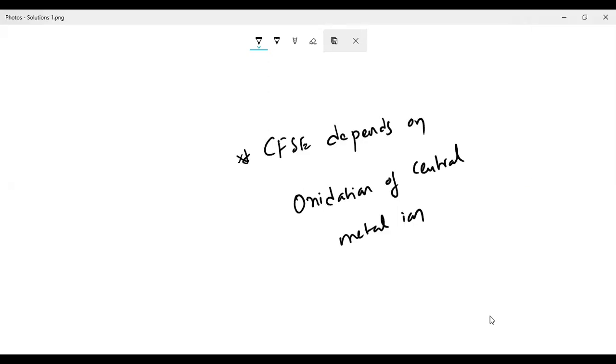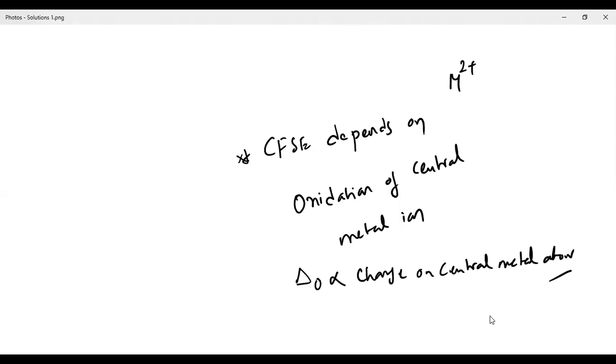Okay, so how is it related? Crystal field splitting is directly proportional to the charge on the central metal atom. That means if more charge is there, more CFSE is there. Suppose I am taking two metal ions and comparing the CFSE. One has a +2 charge, the other has a +3 charge. Among these two, which has more CFSE? This one has more CFSE.